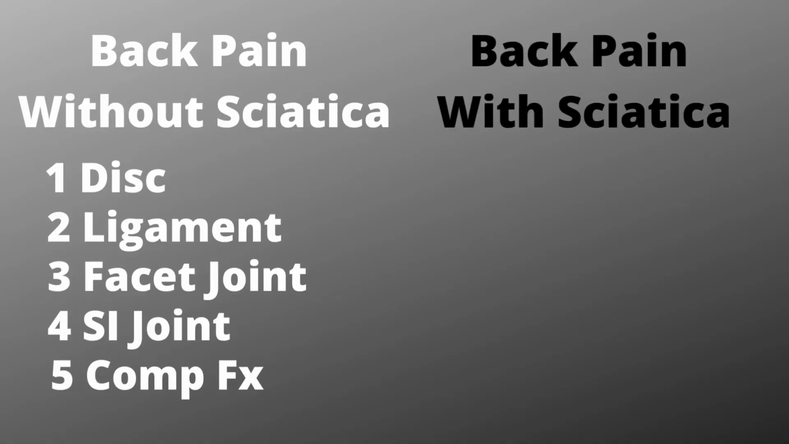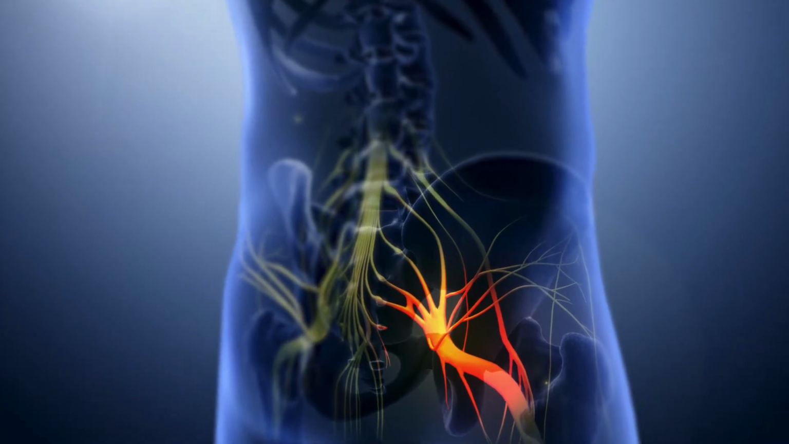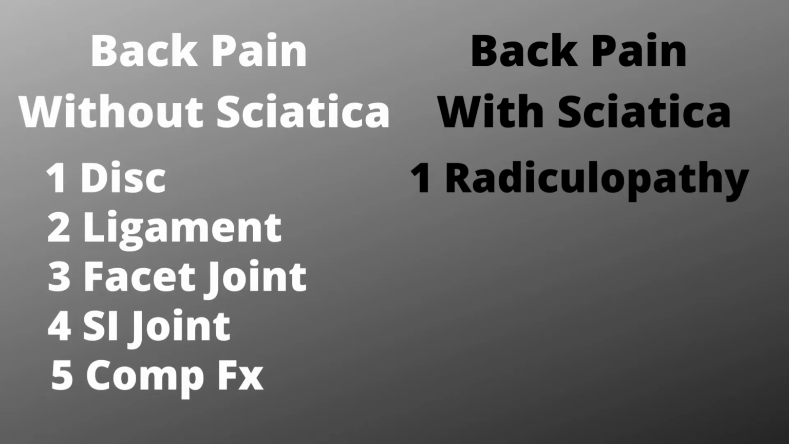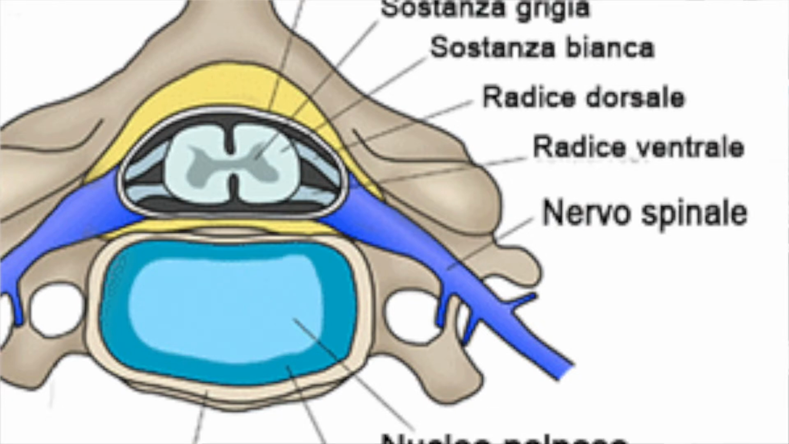Okay, now we're going to jump to the common problems we see with pain in the back with sciatica, or with pain shooting down the leg. Okay, number 1 is radiculopathy. This is nerve pain related to the nerve root as it exits the spine, being either compressed or pinched from either a disc or even the arthritic joint.